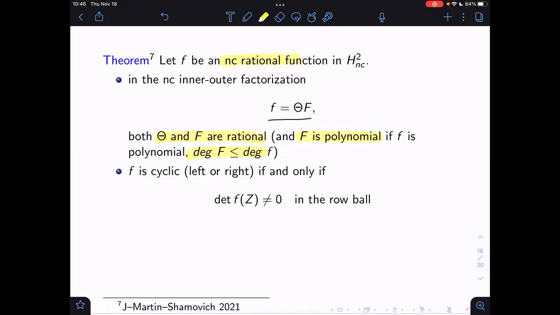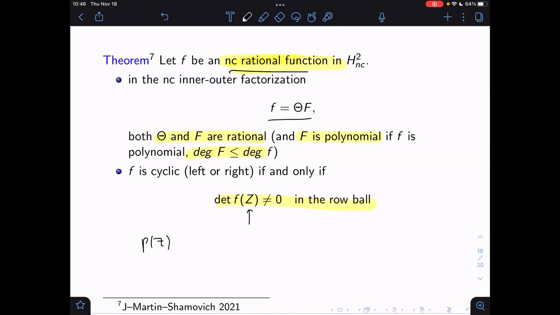And also in the polynomial and the rational case, we can in fact characterize what the NC outer functions look like. If you think about the Hardy space, it's easy to characterize the polynomials that are outer for the Hardy space. They're outer if and only if they have no zeros in the disk. And the answer turns out to be the same here. So for polynomials and rational functions, these things will be cyclic if and only if they have no zeros in the row ball. And no zeros means that the matrix F of Z is non-singular. The determinant is not zero anywhere in the row ball. So that's a satisfying theorem.